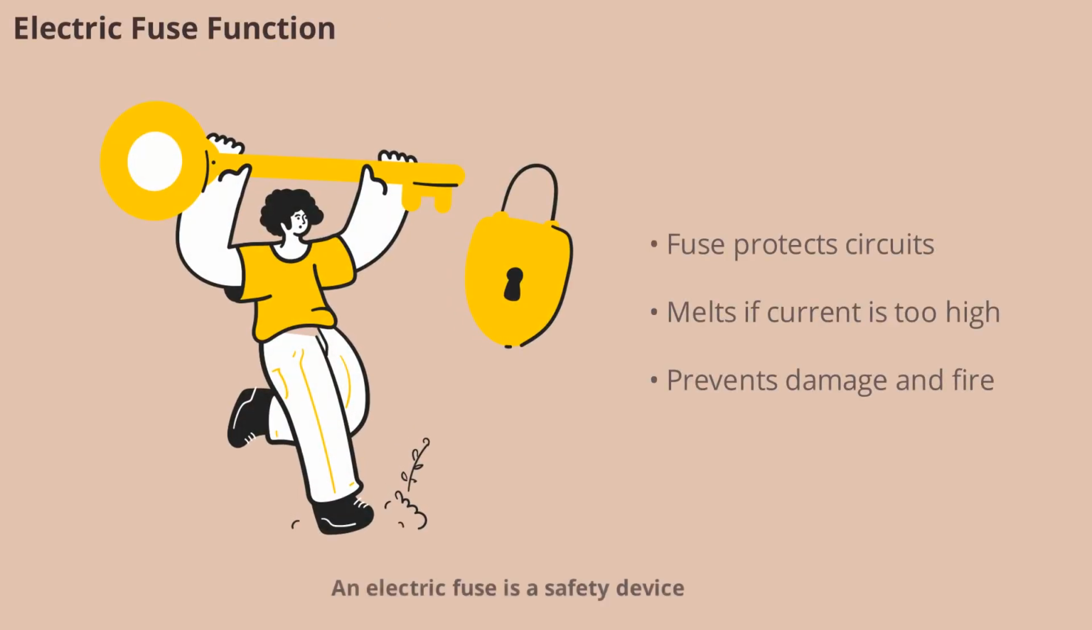An electric fuse is a safety device designed to protect circuits from excessive current. It contains a thin wire that melts and breaks the circuit if the current exceeds a safe level. This prevents damage to appliances and reduces the risk of fire. Fuses are commonly found in household wiring and electrical devices, acting as the first line of defense against electrical hazards.